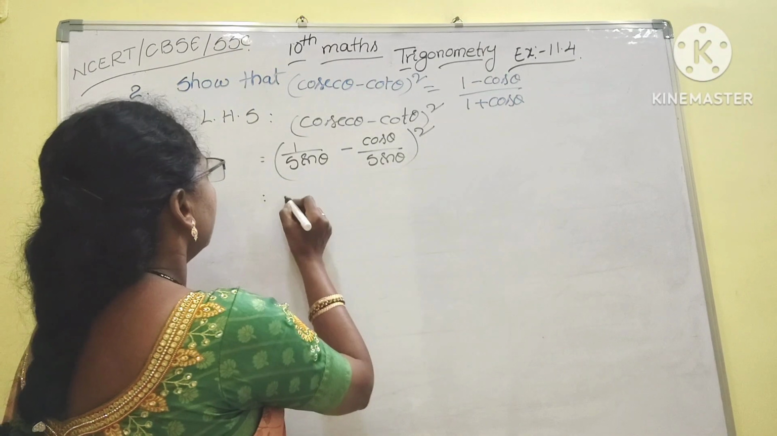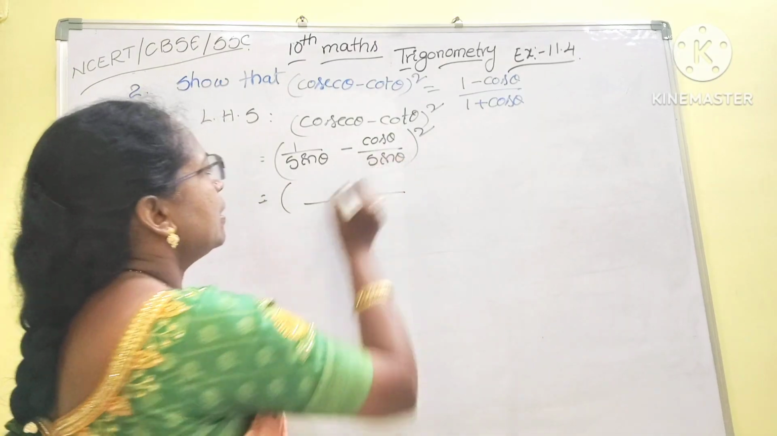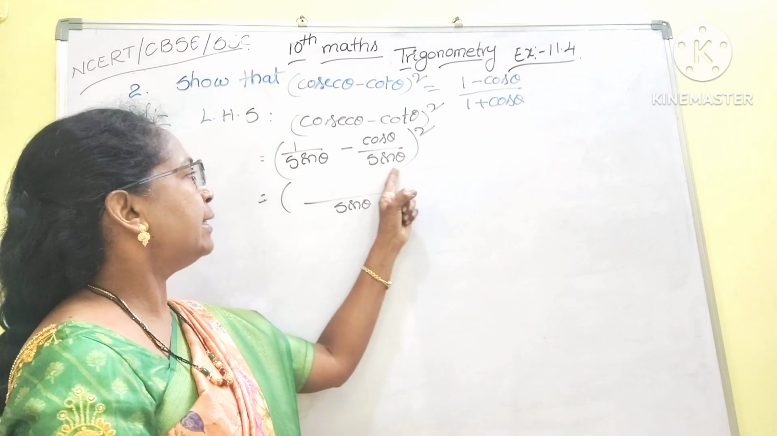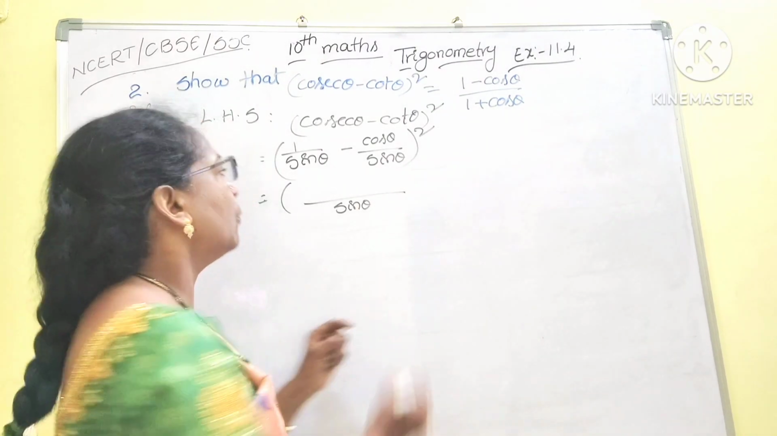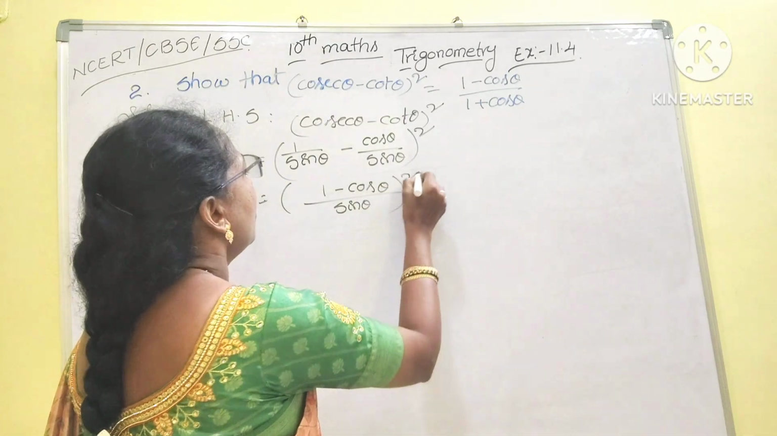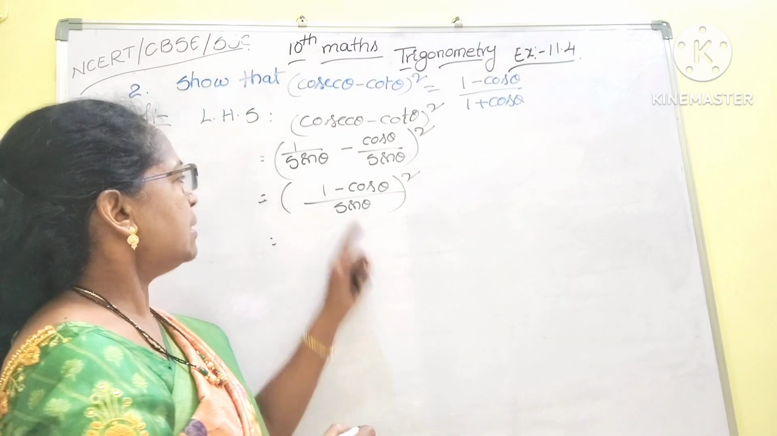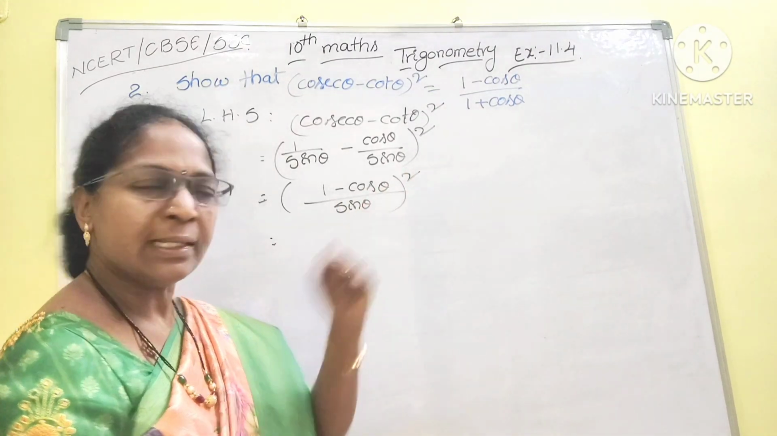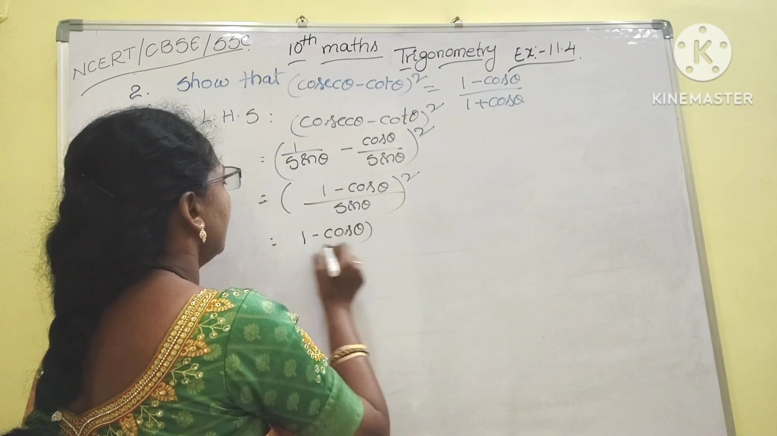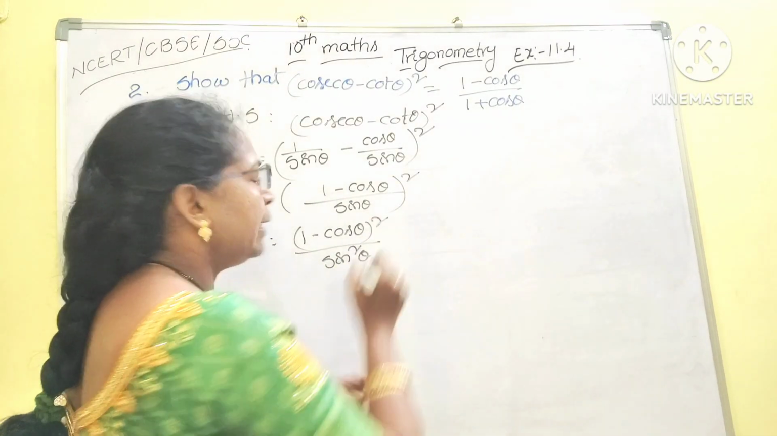Now here find out the LCM. Here LCM term is sin theta. Why? Because both denominators are same. Whenever denominators are same, then directly you can write this value as a LCM value. So numerator values directly you can write 1 minus cos theta whole square. Now 1 minus cos theta by sin theta whole square. That means 1 minus cos theta whole square by sin square theta. Till that we got it.